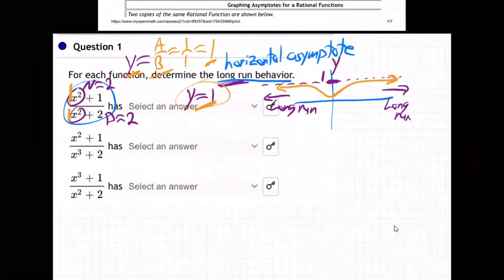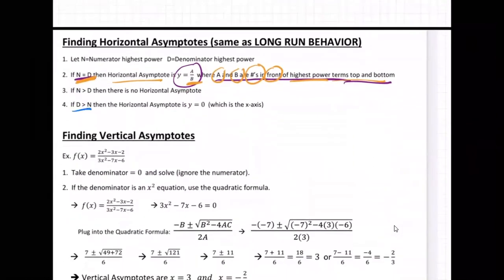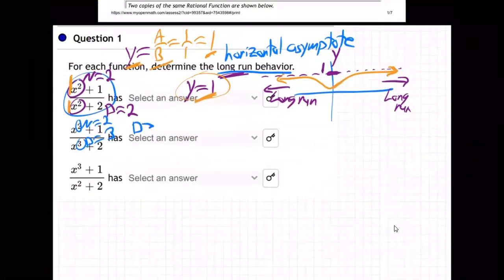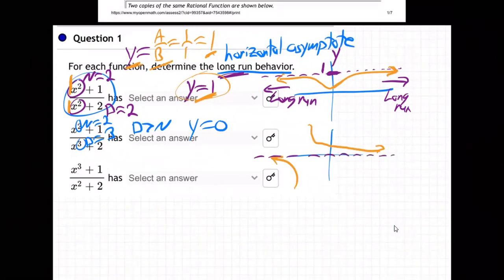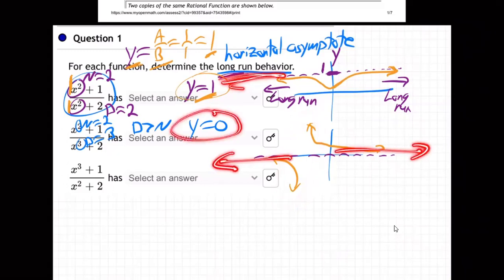So on this next part, we have numerator power 2, denominator power 3. Which one's bigger? Denominator. So if denominator is bigger, horizontal asymptote is y equals 0, the x-axis. Right there. Denominator bigger, y equals 0. The graph, I think, if I can draw it, does some kind of weird thing. It comes down like that, and then it goes like that. So it's coming to a height of 0, the x-axis, to the right and the left, right? The long run. In the middle, it does wonky things. Who cares? We're asking long run, way off to the right, way off to the left. What does it do? Height of 0.